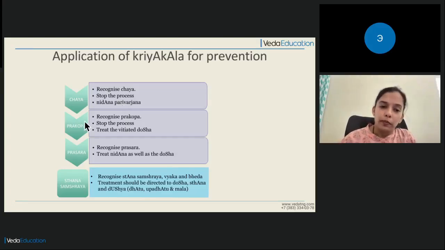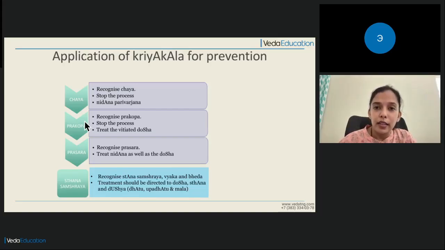Next level is Prakopa. Continuing the same example of having the heavy meal, the stage of Prakopa would be where there would be some bloating or pain in the abdomen, because you've eaten too much and it is physically causing some kind of discomfort. Physical discomfort like bloating or distension, or even not feeling hungry or feeling too full even after 4 or 5 hours. That is the stage of Prakopa.